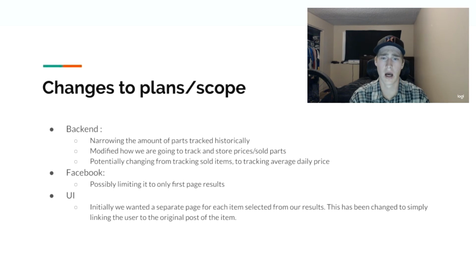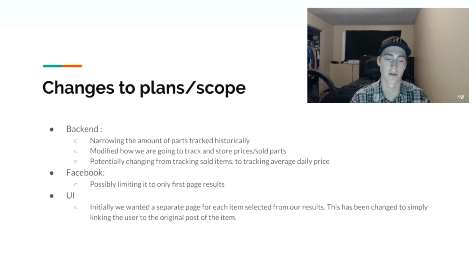Now with Facebook, we're considering possibly limiting it to only the first page of results. This is done to filter out some of the poor results that come back with Facebook. It's similar to Craigslist. Once the results relevant to your search are gone, it just starts showing you random postings. So that would help us filter out bad results, as well as Facebook not being a fan of scraping. We don't want to scrape everything we can, just because there could be some issues with Facebook's terms and conditions and things like that. So we don't want to poke the bear.